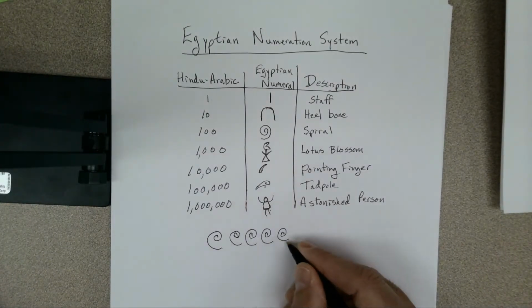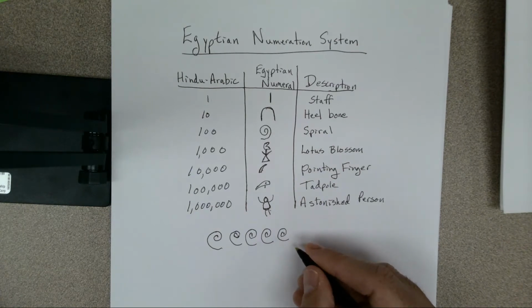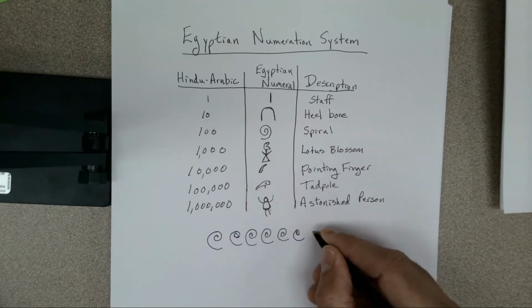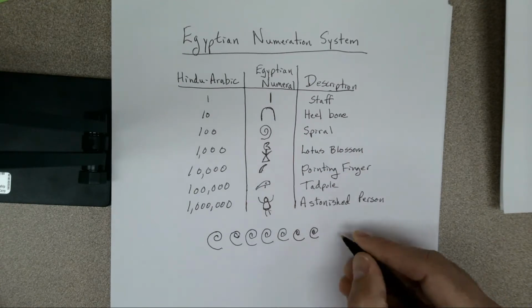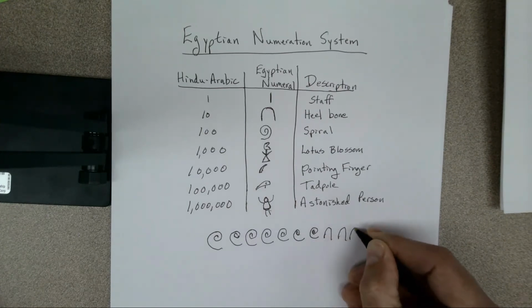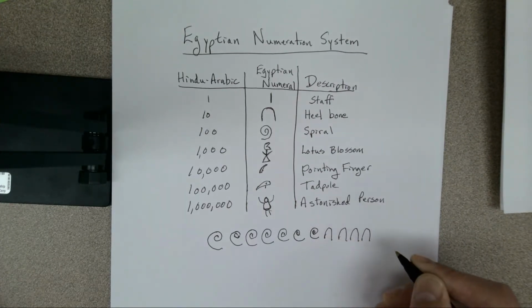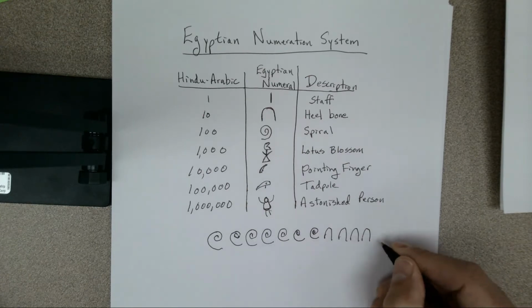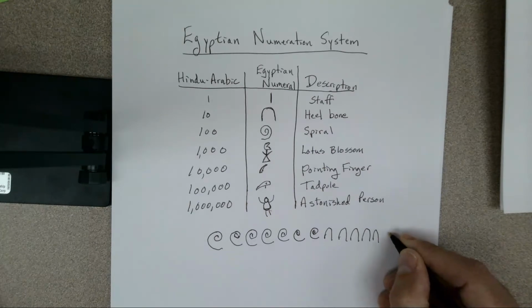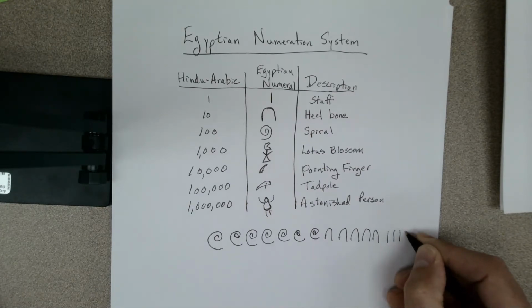1, 2, 3, 4, 5. Okay, 6. That looks kind of like an E there. That's bad. Let's do one more. And then let's do a few of these. 1, 2, 3, 4, 5, and then 1, 2, 3, 4.